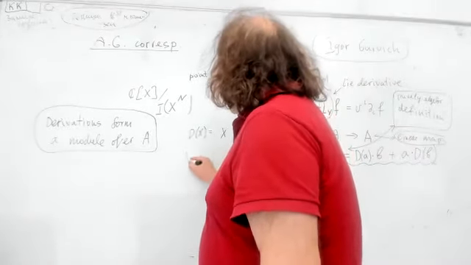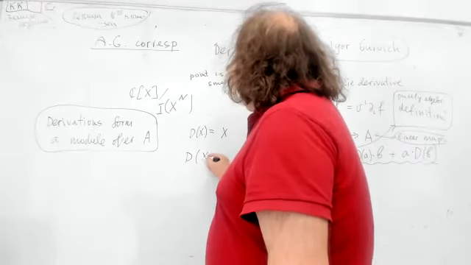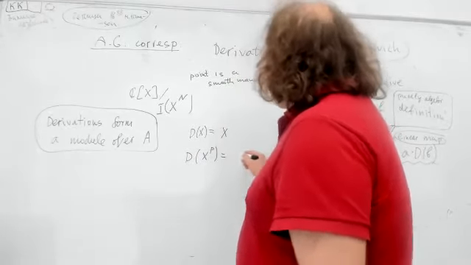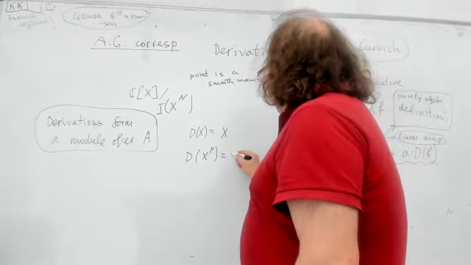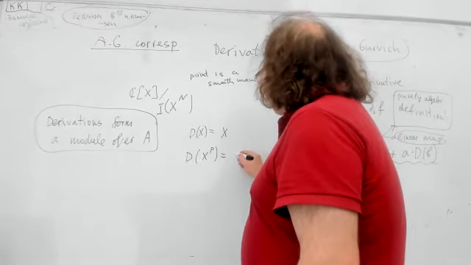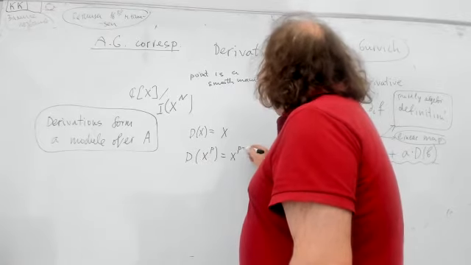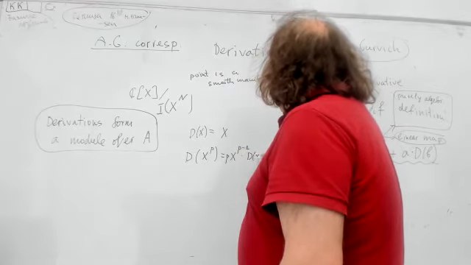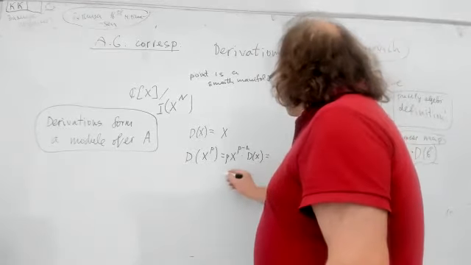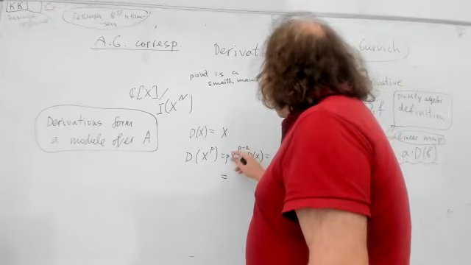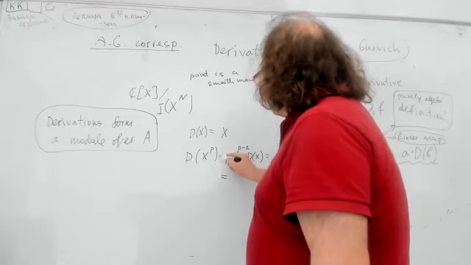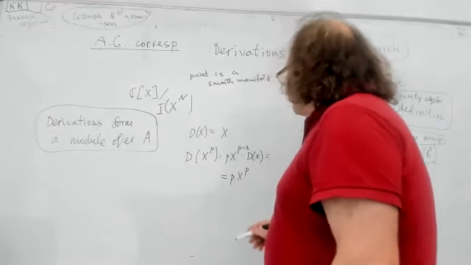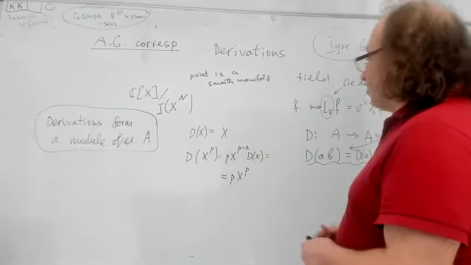So now let us check. D applied to x to the power p is, of course, x to the power p minus 1 times p d of x, with some coefficient. It's p x to the power p.